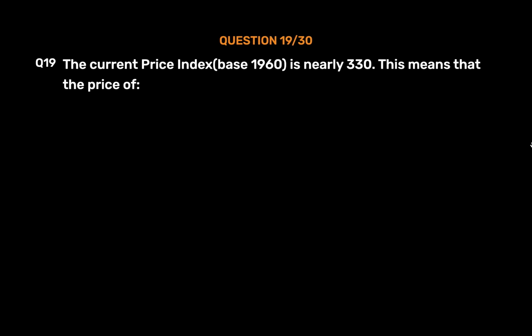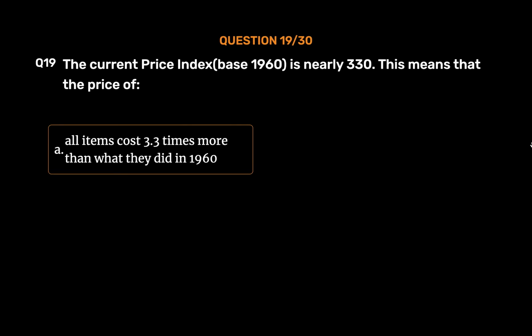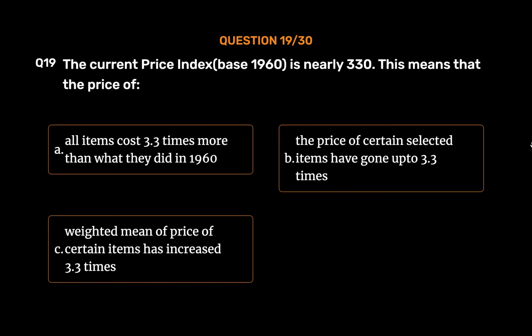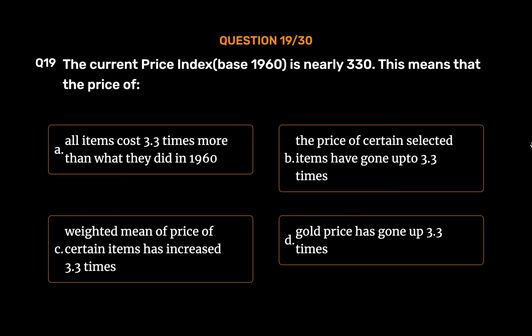Question number 19. The current price index base 1960 is nearly 330. This means that the price of: Option A. All items cost 3.3 times more than what they did in 1960. Option B. The price of certain selected items have gone up to 3.3 times. Option C. Weighted mean of price of certain items has increased 3.3 times. Option D. Gold price has gone up 3.3 times. The correct answer is option C.